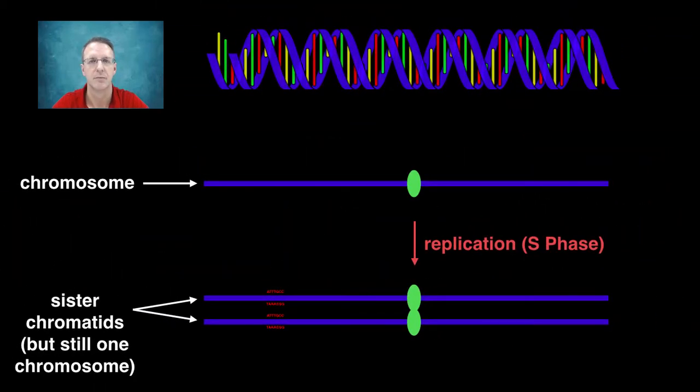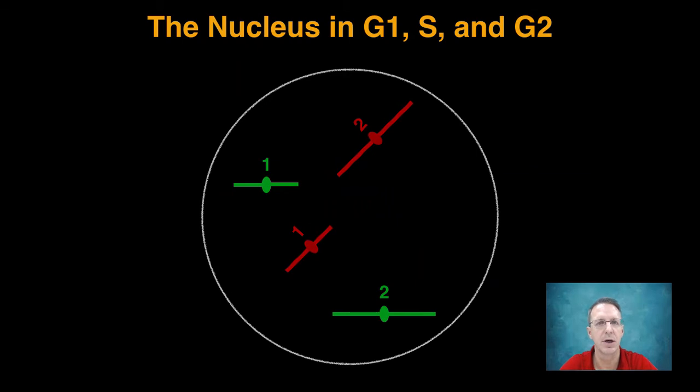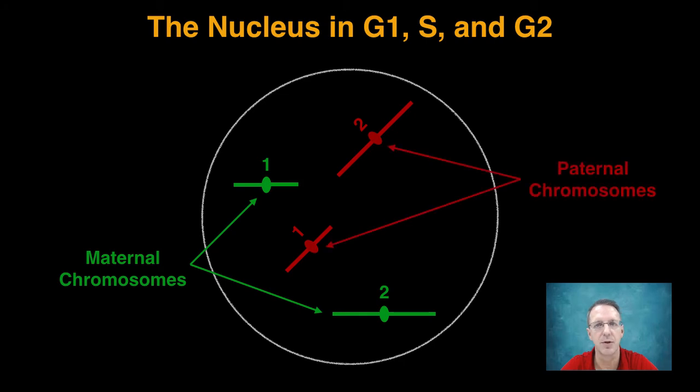So let's take a look now at a nucleus that has two pairs of chromosomes, one long set and one short set. Note that there is one set that comes from the mother, the green ones, and one set that comes from the father, the red ones.